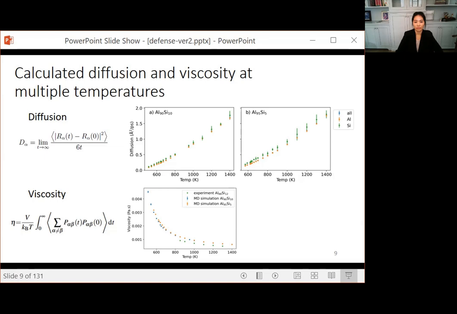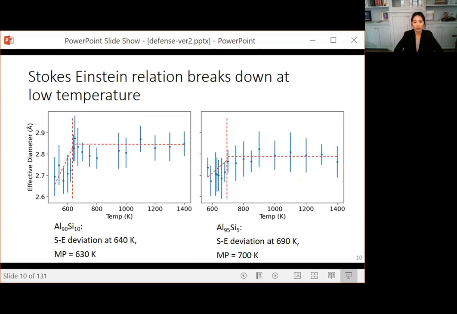And now we can look at the Stokes-Einstein relation. Here I'm showing the plots of effective diameter versus temperature. At the high temperature, we see approximately constant effective diameter. And then at around melting point, we have a breakdown in the Stokes-Einstein relation. The effective diameter is no longer constant. And we say that this is a breakdown in the supercooled liquid range.